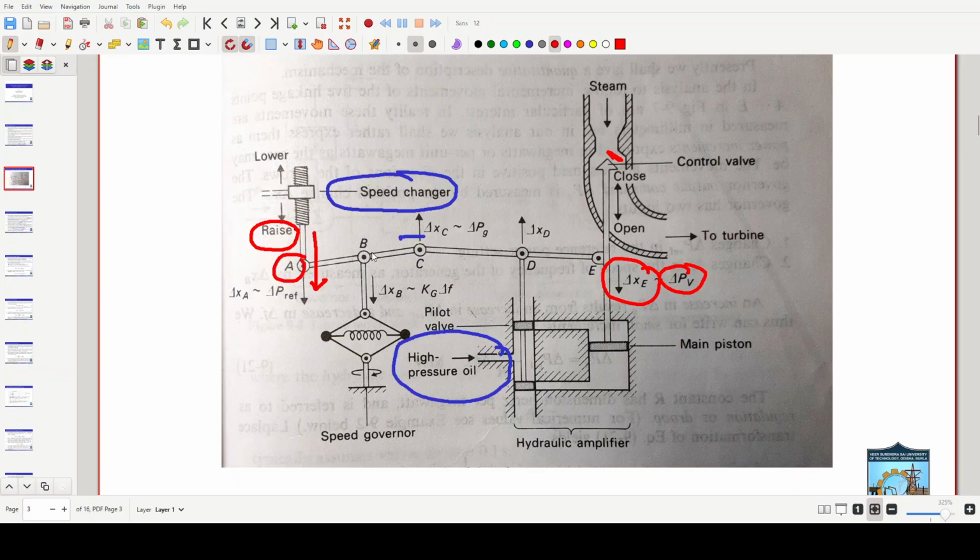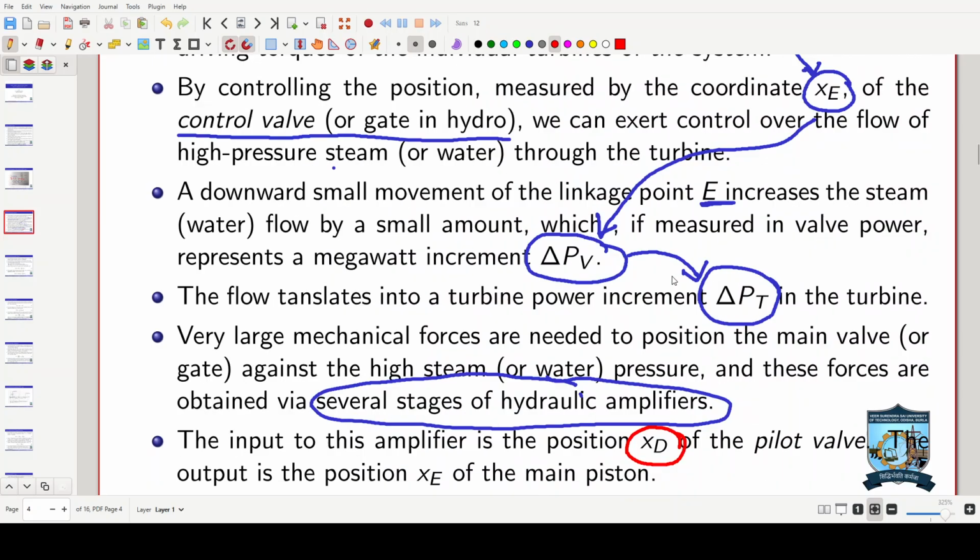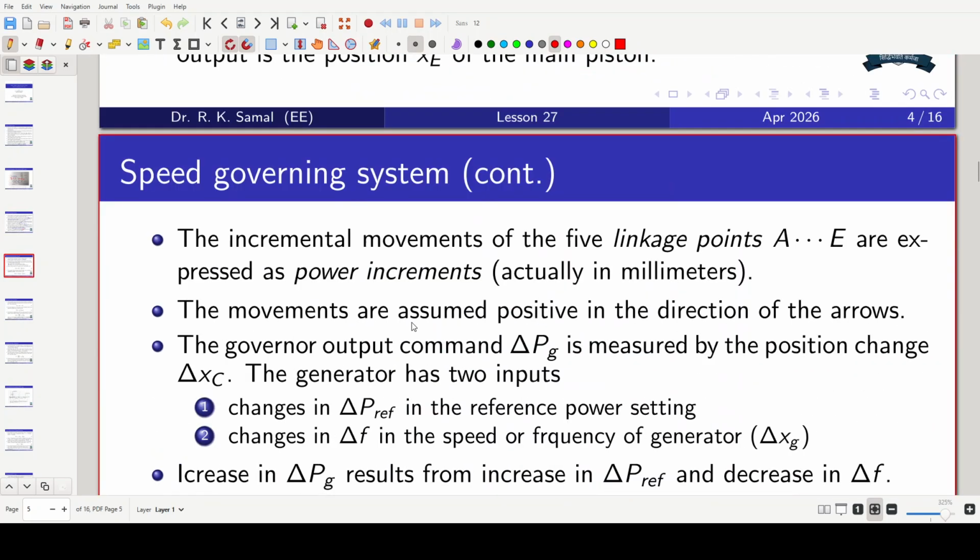So this A, B, C, D and E, all these linkage points eventually lead to the flow of steam. The movements are assumed positive in the direction of the arrows. The governor output command, the final output command, delta Pg is measured in delta Xc. So that is the governor input.